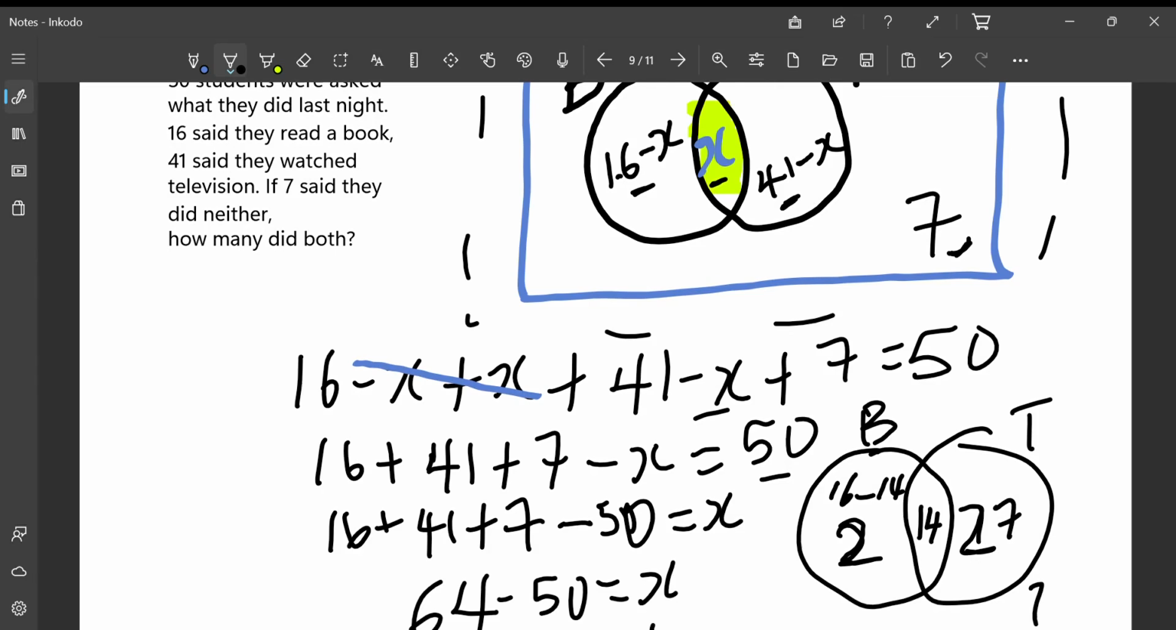And there are 7 that did not do anything at all. If you add up all these numbers, 2 plus 14 plus 27 plus 7, you are going to get 50 students. All right. So that is basically how a Venn diagram works. In my next example, I'm going to give more complex examples on Venn diagrams.